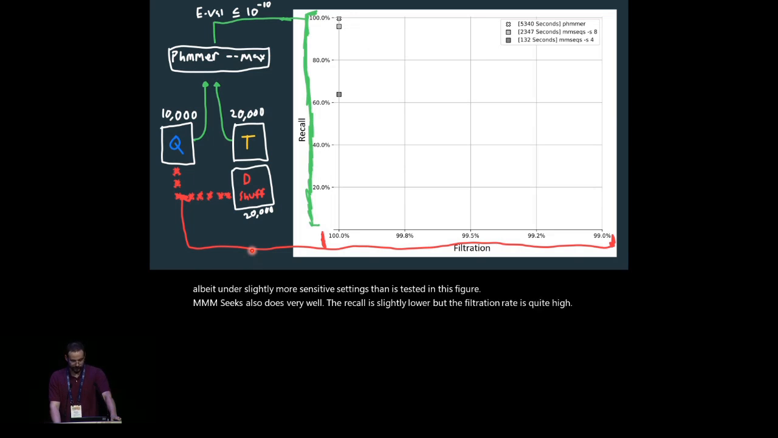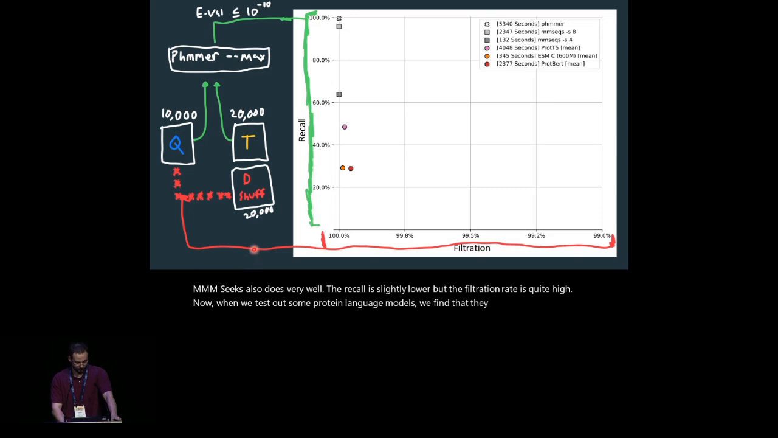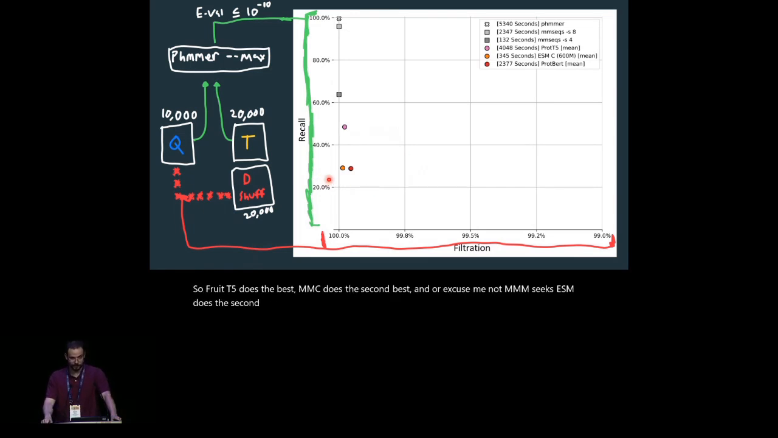Now, when we test out some protein language models, we find that they don't do quite as well. So PROT-T5 does the best, ESM does the second best, and PROT-BERT does the third best. Now, I want to note that it would be easy to look at this and say, well, the filtration rate is actually pretty good on these, right?